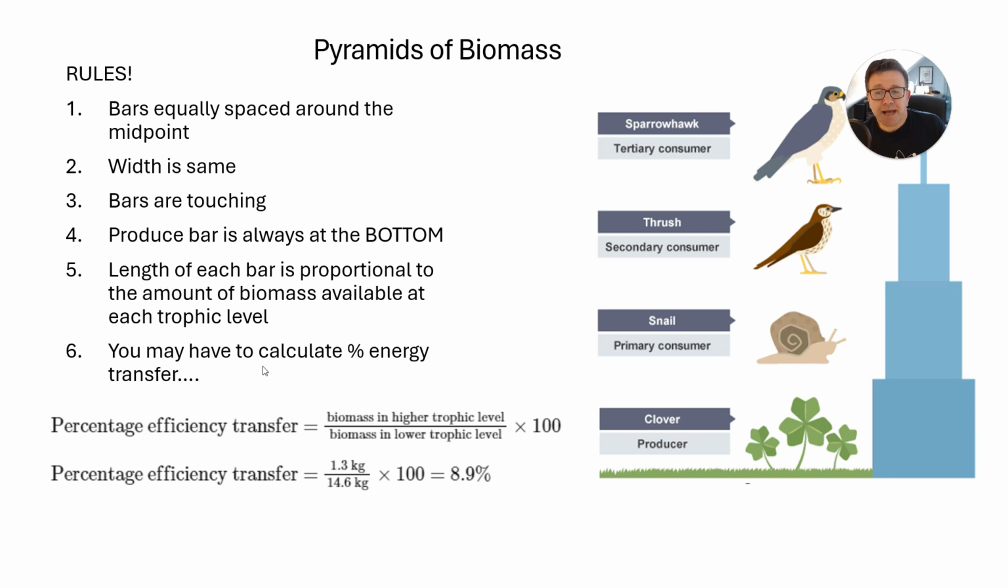And you might have to calculate percentage energy transfer. So remember, it's the biomass in the higher trophic level divided by the biomass in the lower trophic level. So here's just an example. Times it by 100 to get percentage.